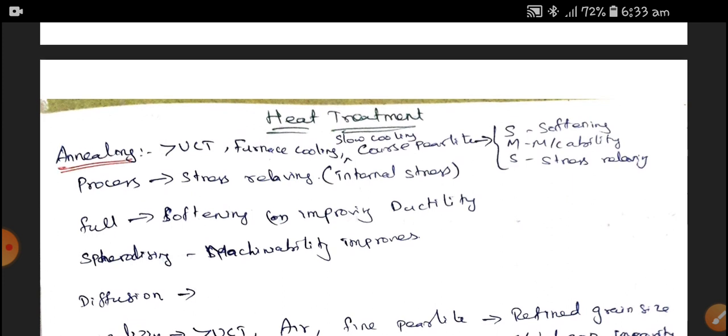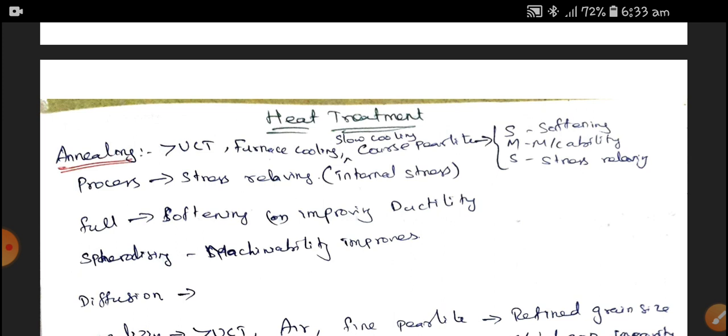So we heat up to the recrystallization temperature and new grains will be formed, and the material is let to cool in the furnace itself. What it means is that it will have a very slow cooling process. In the very slow cooling process, we get a coarse pearlite structure. This coarse pearlite improves three things called SMS. S means softening, machinability, and stress relieving. So, this is the main process of annealing.